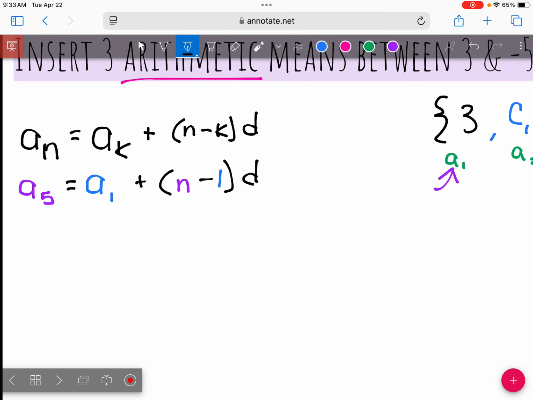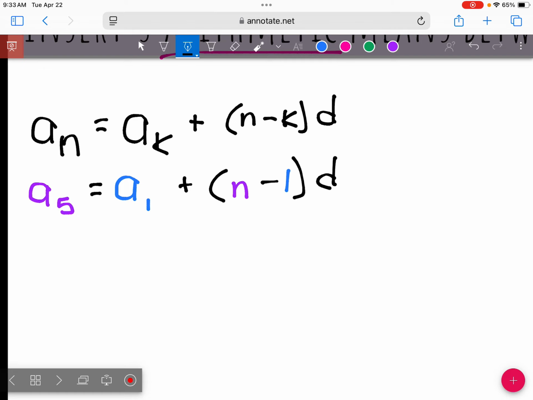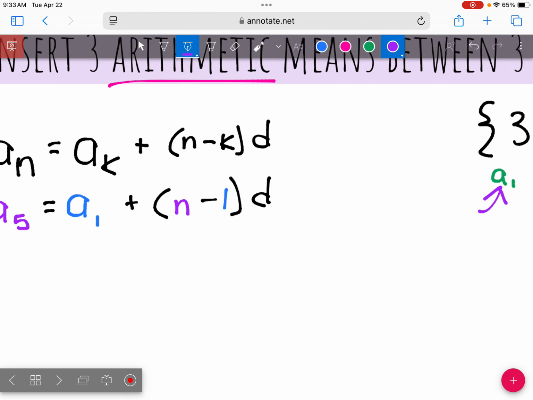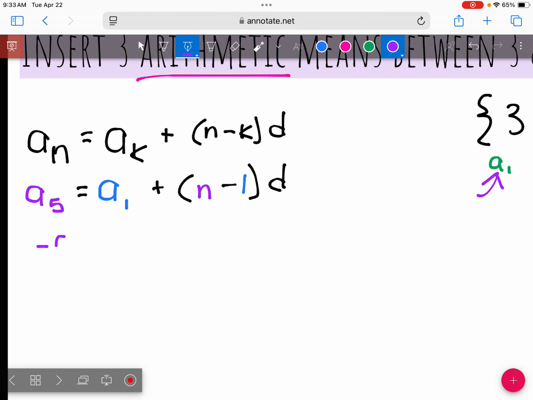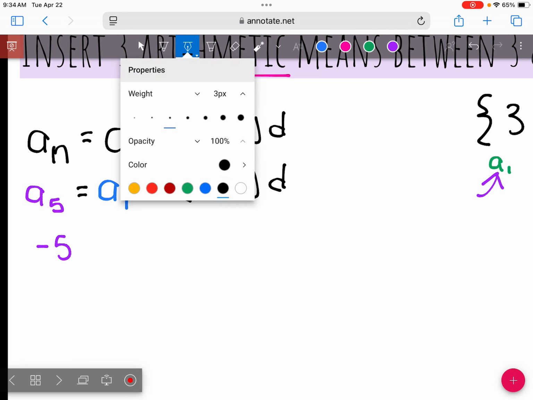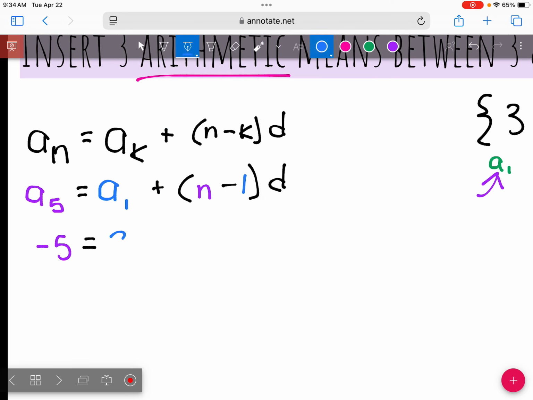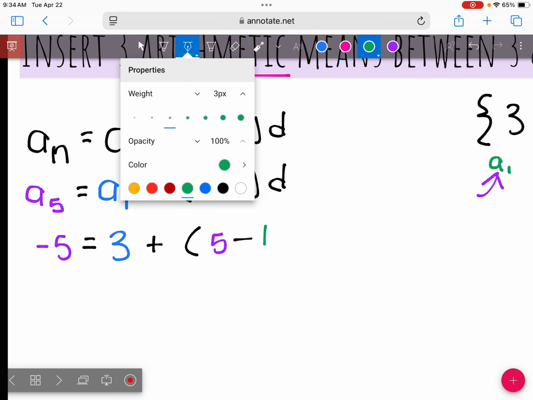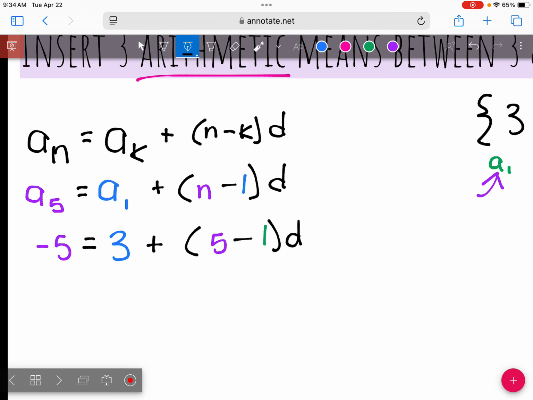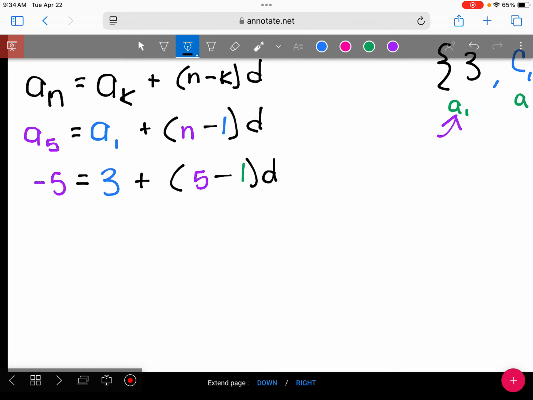All right, so those are pieces I know, so I can substitute those pieces in. I know A sub 5. A sub 5 is going to be our -5. That's a guy we know. And we know the value of our A sub 1 as well. It's 3. Plus our N of 5 minus our 1 times that common difference. And that common difference is what we're trying to find here. So let's solve this. What are we going to do to solve this for D?